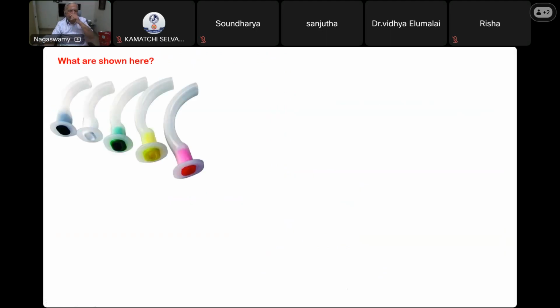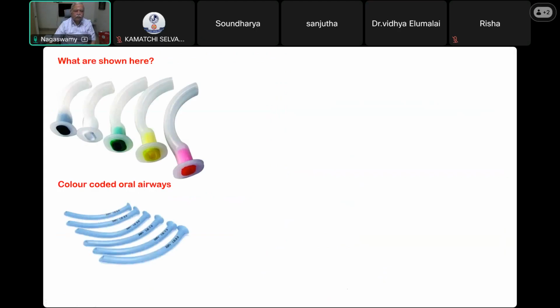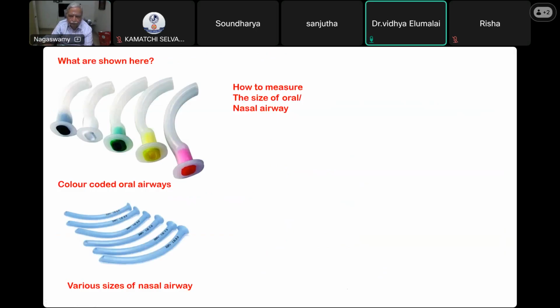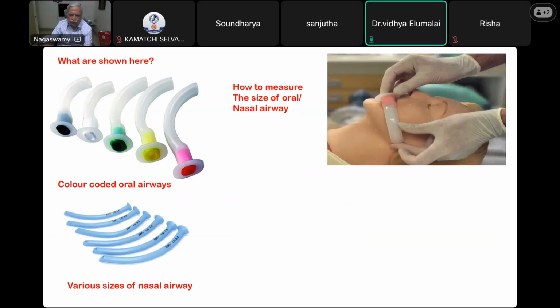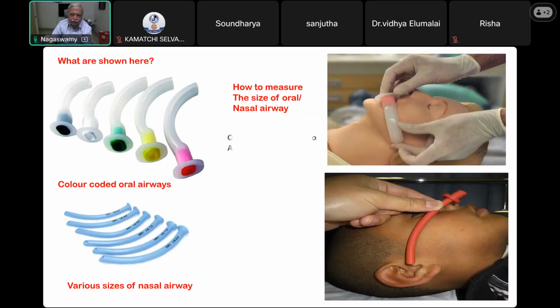What is shown here? Color coded oropharyngeal airway. Very good. These are different sizes of nasopharyngeal airway. How to measure the size of the oral and nasal airway? For oral airway, it is from the angle of the mouth to the angle of the mandible. For nasopharyngeal airway, it is from the ala of the nose to the tragus. So oral: angle of the mouth to angle of mandible, and nasal: nostril to tragus.